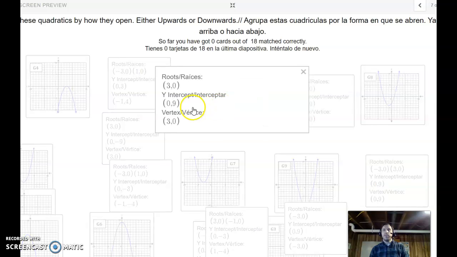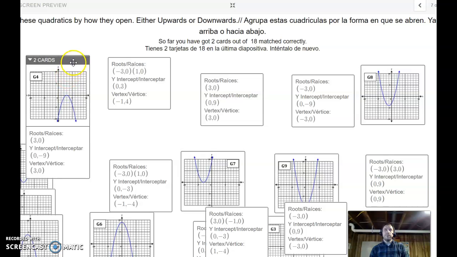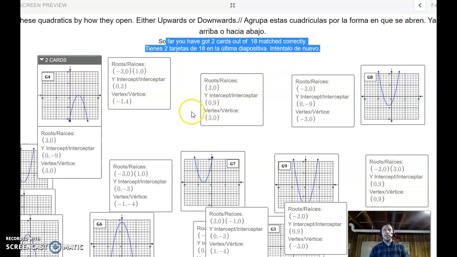This one is there, but look, the y-intercept's positive. So it would be this one right here. And take your time, go through these until you have all 18 cards matched correctly. All right?